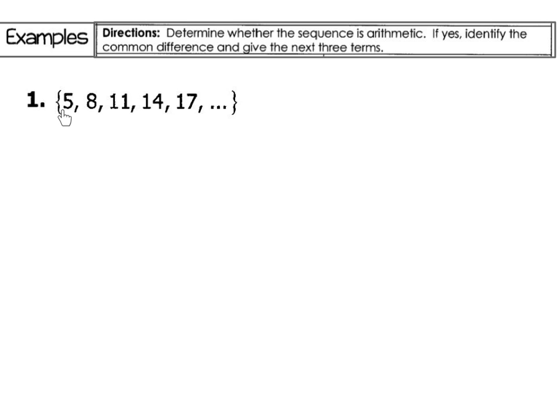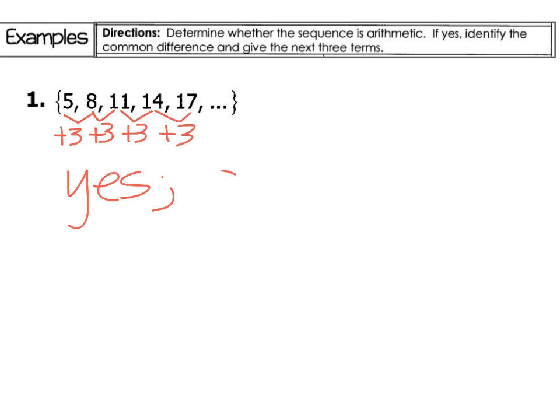That's our common difference. So we know that we're adding 3 to get to the second term, or just recognize that you're adding 3 to get to the next term. To go from 8 to 11, we're adding 3. To go from 11 to 14, you're adding 3. To go from 14 to 17, you're adding 3. So this sequence has a common difference. The difference is 3. We're adding 3 to every term to get the next term. This makes it an arithmetic sequence. So yes, this is an arithmetic sequence, and our common difference is 3.